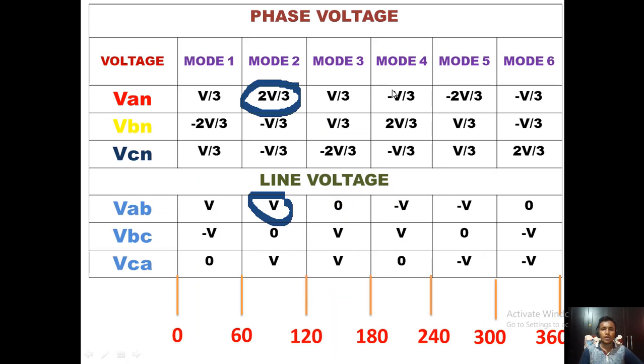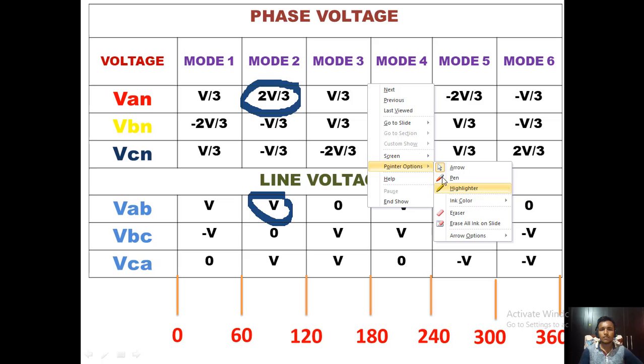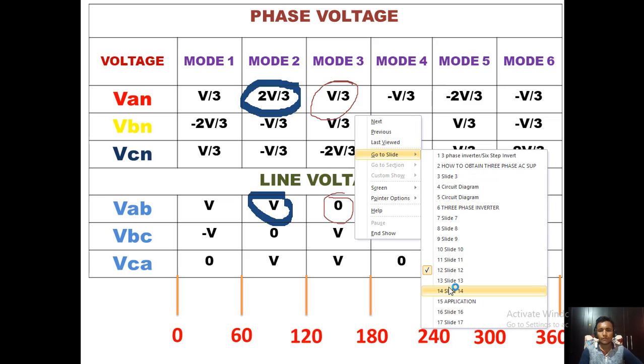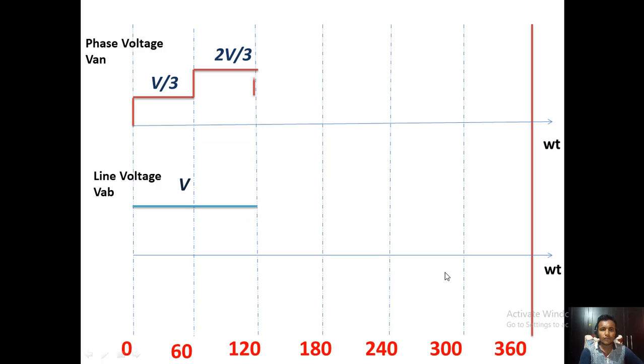Now the third mode. In the third mode, you can see VAN is equal to V by 3 and VAB is equal to 0. So similarly, we have to draw the waveform. The waveform for mode 3, that is 120 to 180, is V by 3 and the line voltage is 0. So in these modes 1, 2, 3, the waveform is like this.